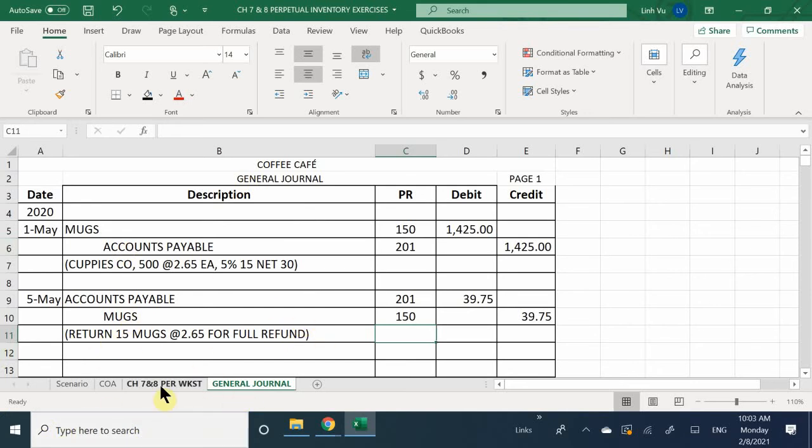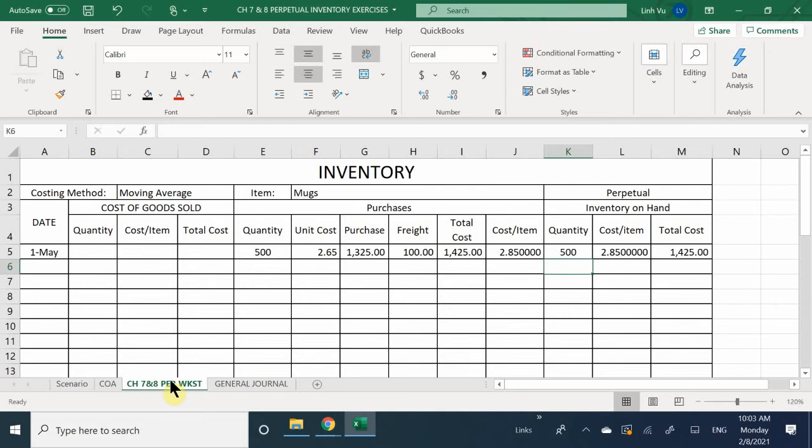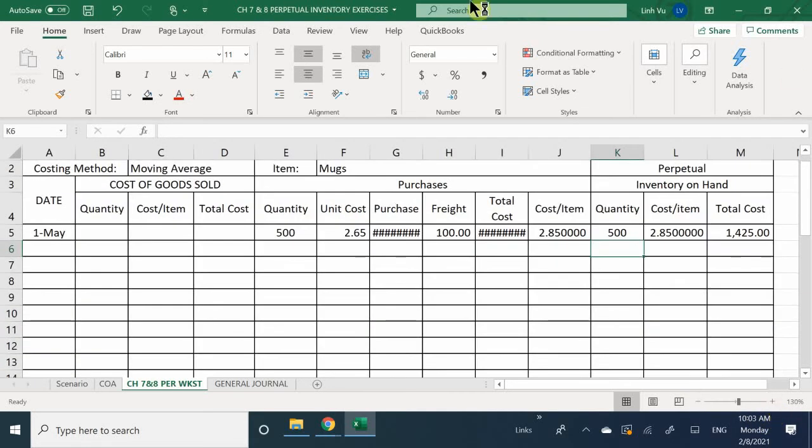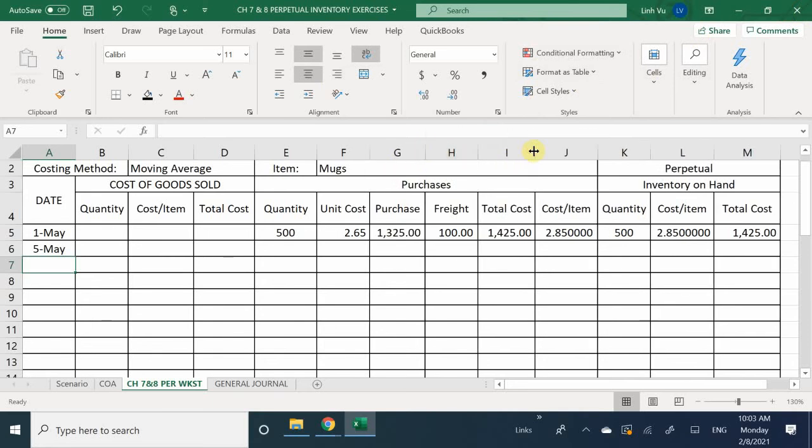Now, let's enter this into my inventory worksheet. How are we going to place this in our inventory worksheet? Inventory on hand. You can do that straight away. But what else can you do? Deduct from the purchases. We are going to subtract it right out from the purchases.